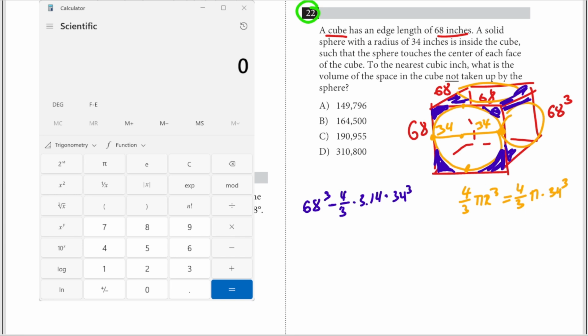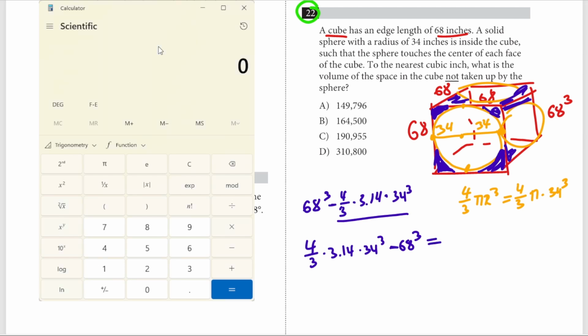Now, what I did on the calculator to make it easier, I first calculated this, and then I subtracted the 68 cubed. So I went 4/3 times 3.14 times 34 cubed minus 68 cubed, because I don't have a graphing calculator, I just have a basic scientific calculator. It's just going to be easier that way. I will have a negative answer, I'll just have to negate it, and that's pretty much it. So on the calculator, we'll just type in 4 divided by 3 multiplied by 3.14 multiplied by 34 to the power of 3, and then subtract 68 to the power of 3 from that.